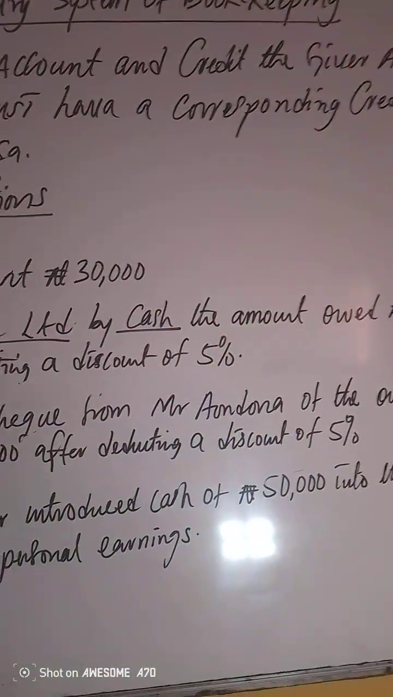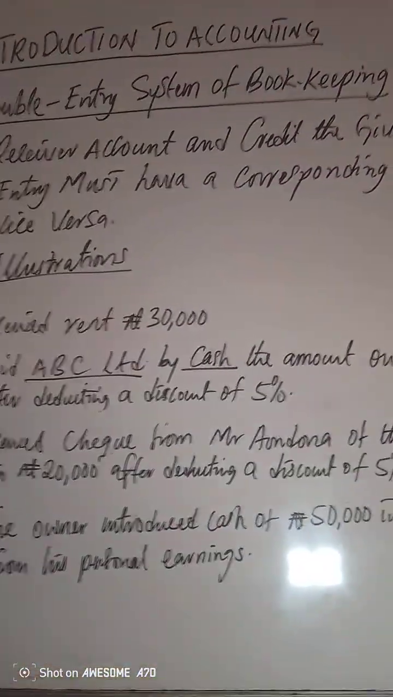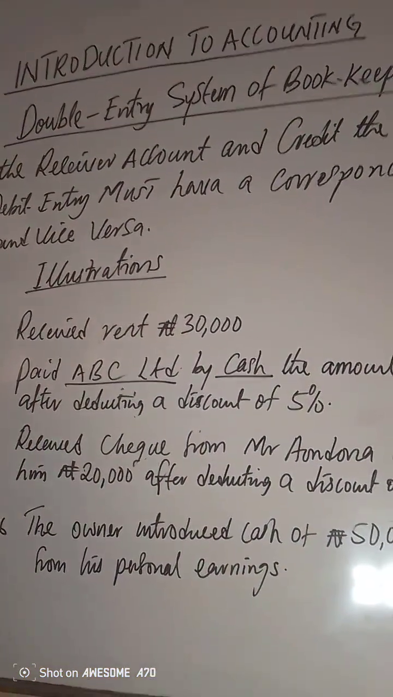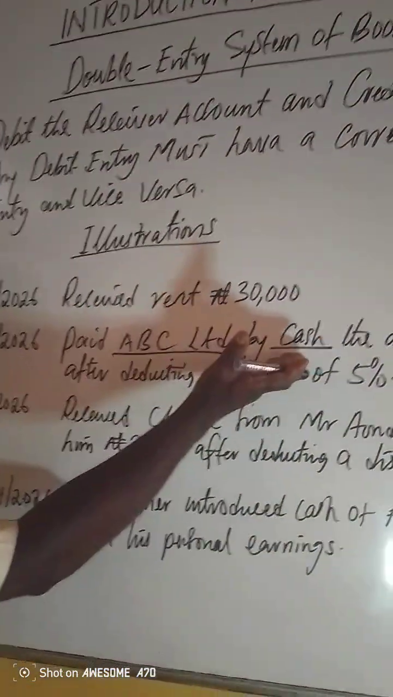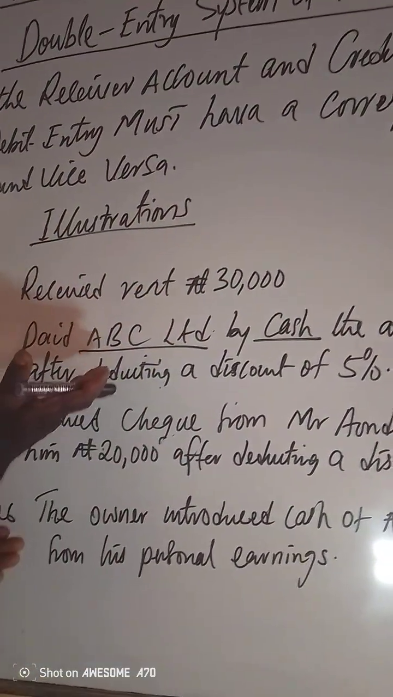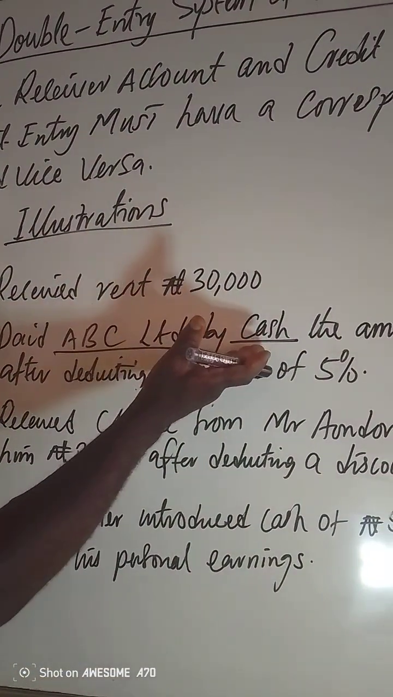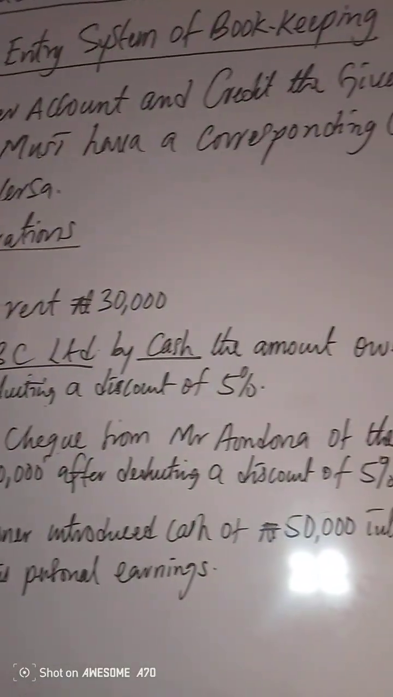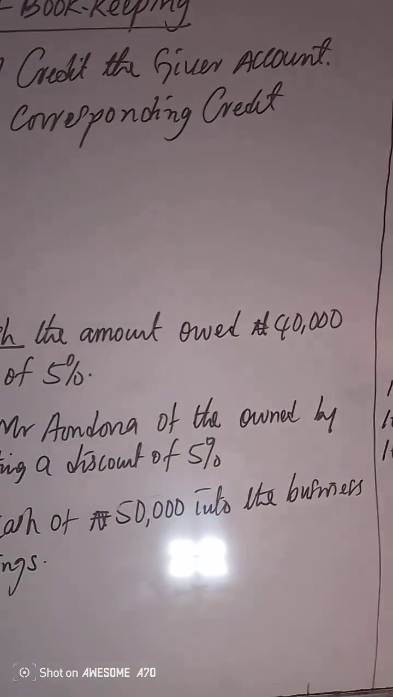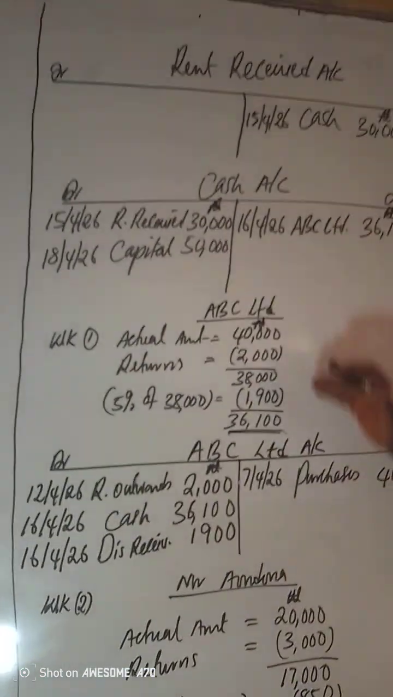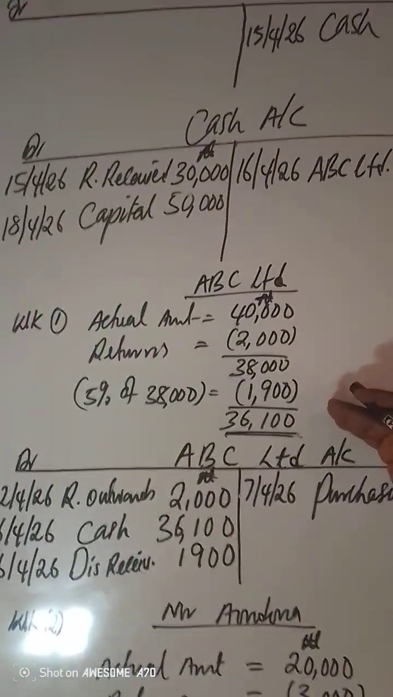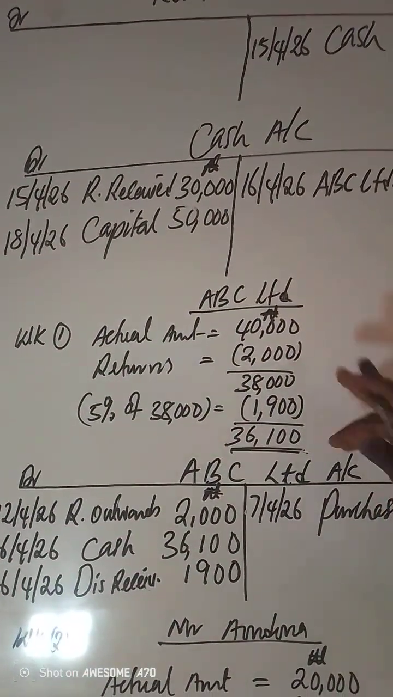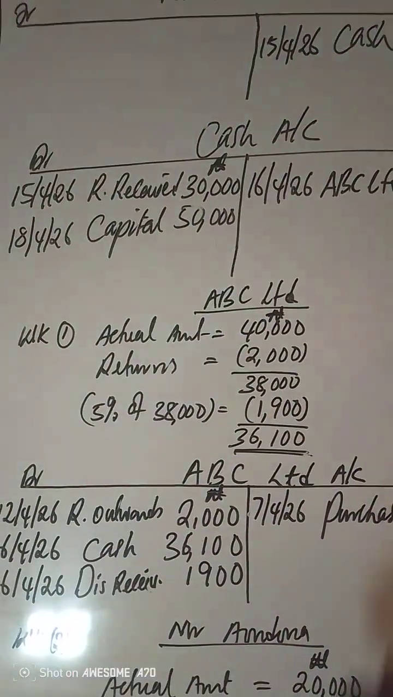Let's see how we are going to post this transaction with discount involved, which most learners find very difficult. I'm going to give you more clarity on it. Here, the giver account is cash and the receiver account is ABC Limited. So we are going to credit cash as a giver account and debit ABC Limited as the receiver account, with a discount. But before you do that, you must bring out your workings, and these are your workings. You recall that in the previous video too, there was a return outward to ABC Limited of 2,000.